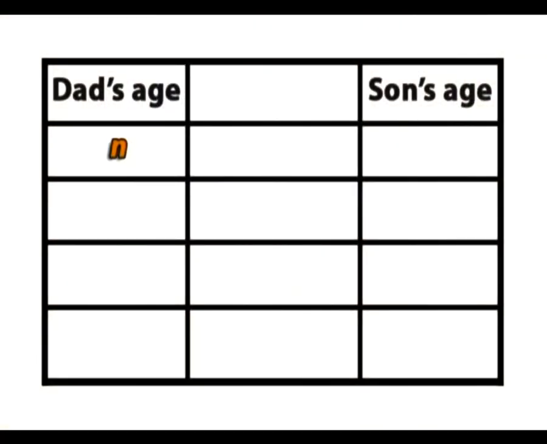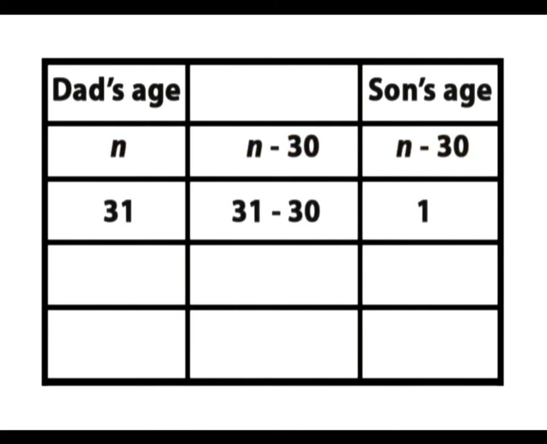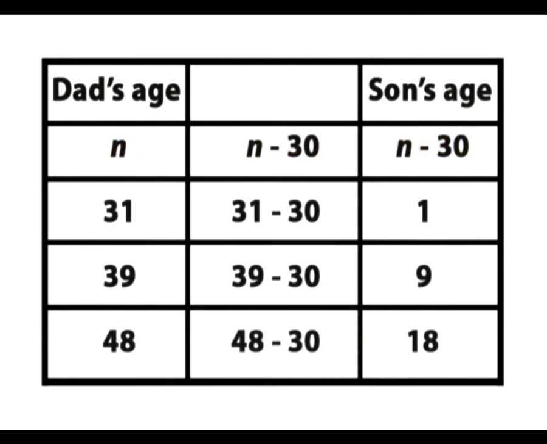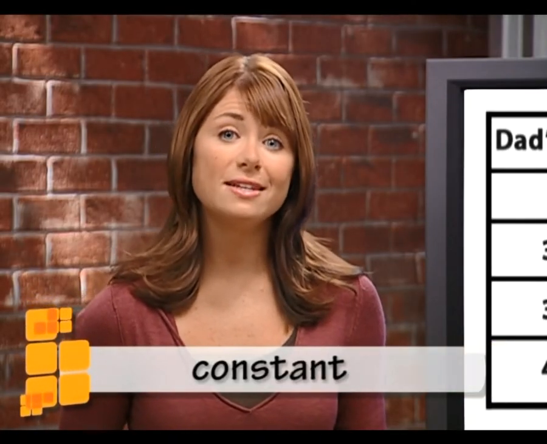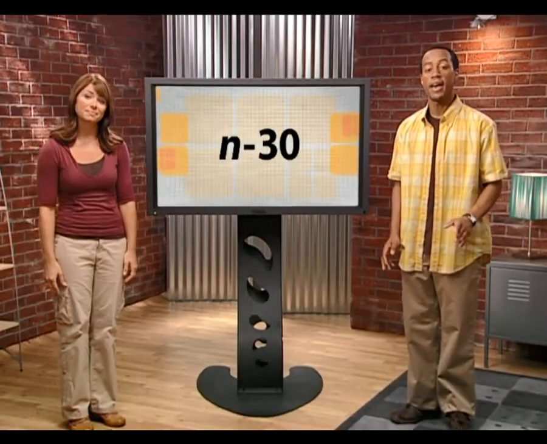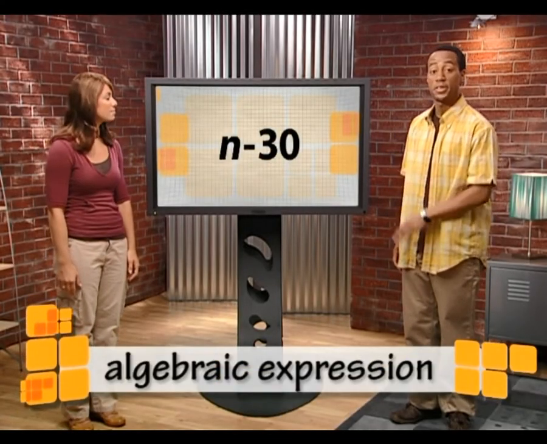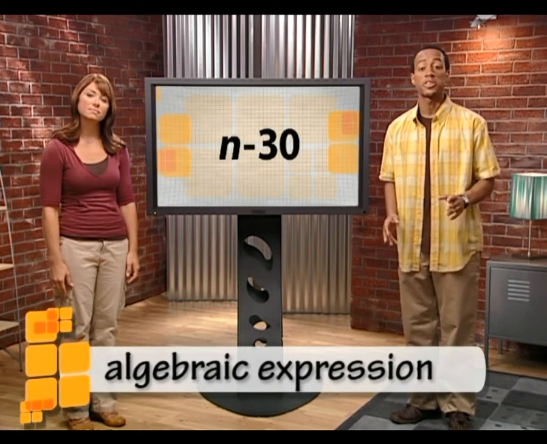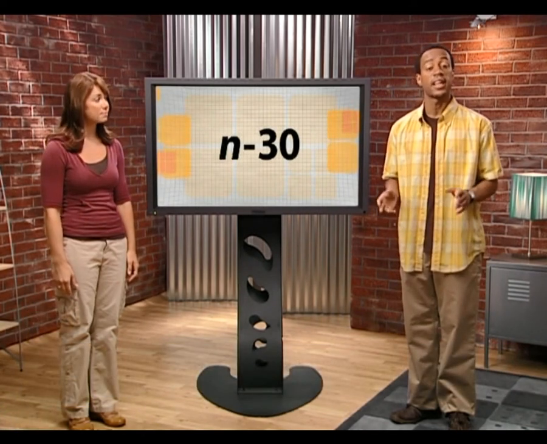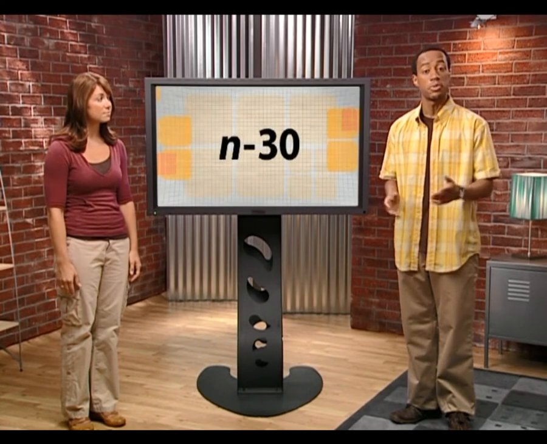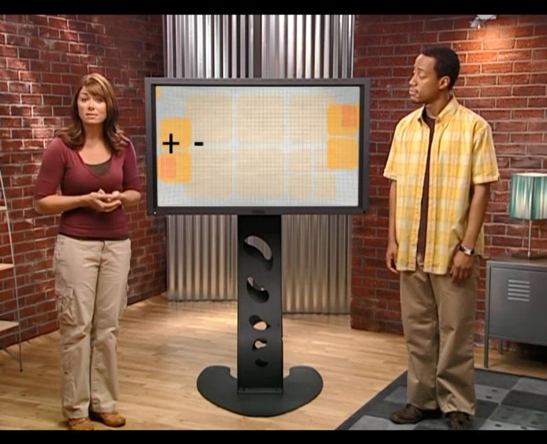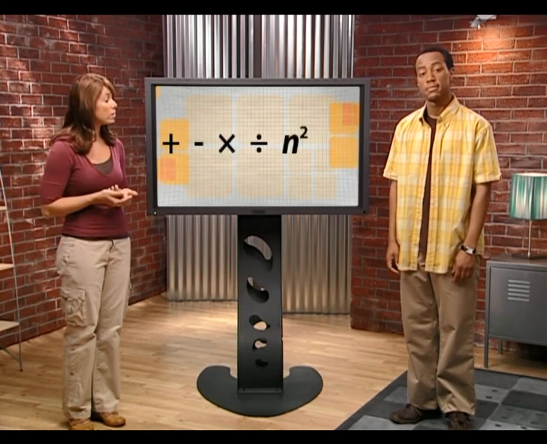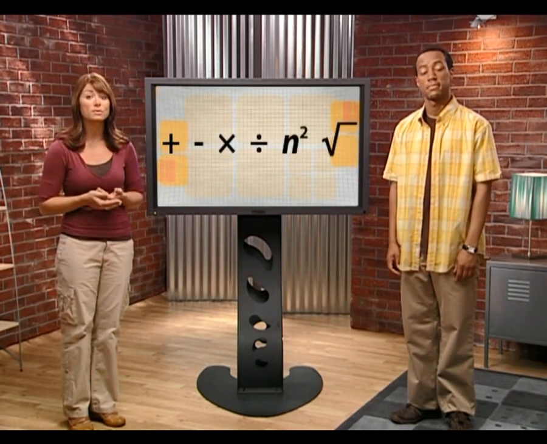Then we can describe Junior's age as n minus 30, since we know that Junior will always be 30 years younger than Dad. The 30 is a constant. A constant is a known quantity that stays the same. Now we have an algebraic expression that describes this relationship. An algebraic expression is a mathematical phrase that contains variables, constants, and symbols for the operations performed on them. Operations like adding, subtracting, multiplying, dividing, raising to a power, taking a square root, and so on.